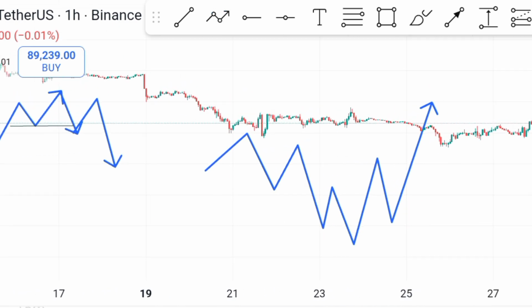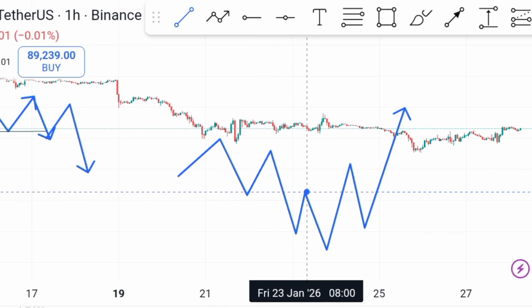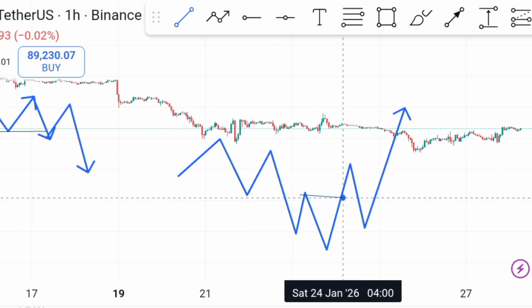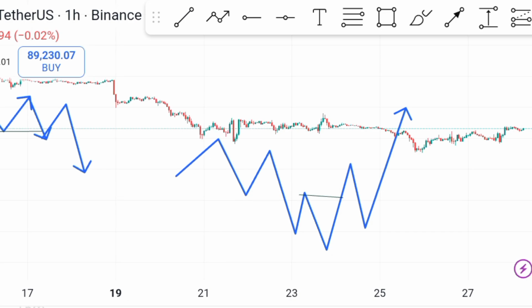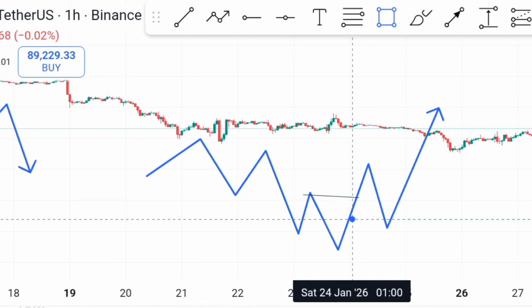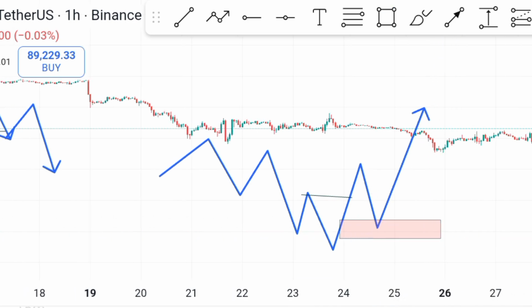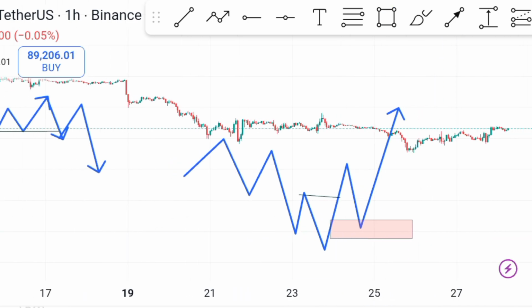Okay, so now here you will see that this was the last lower high right here. When it is broken, you will see that the market returned from certain zones, for example, order blocks or fair value gaps, and it buys again. So that's how you can identify market reversals.